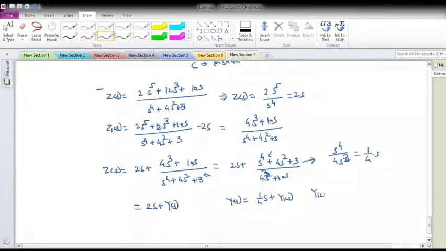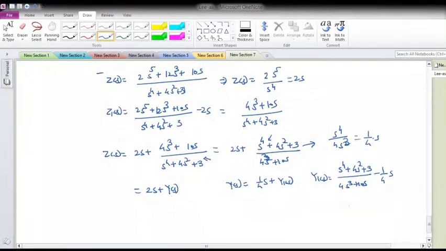And what is Y1 of s? It is s raised to 4 plus 4s square plus 3 divided by 4s cube plus 10s, minus 1 by 4s. If you do that, the remainder will be 3 by 2s square plus 3 divided by 4s cube plus 10s.